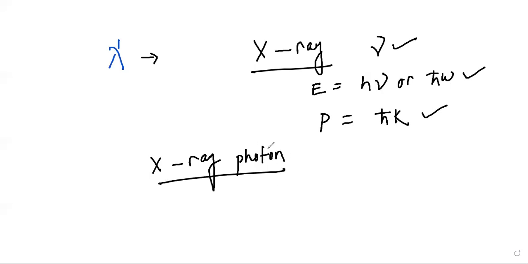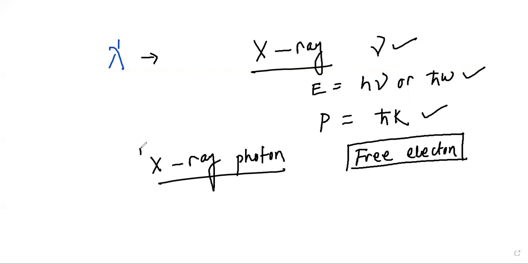The incident photon of X-ray and an almost free electron, which is very loosely bound. So it is a free electron, but as we are considering the electron in a particular matter, it is actually at rest. Free, loosely bound, but at rest. Now we will consider these two elements, the X-ray photon and the free electron, undergoing an elastic collision. So, considering this collision, what will happen?